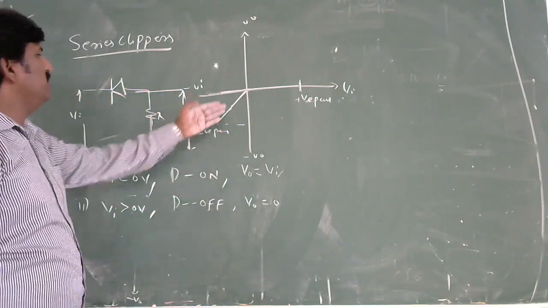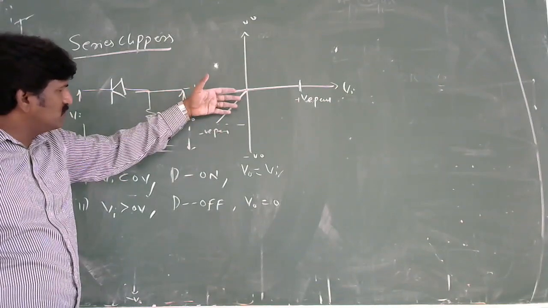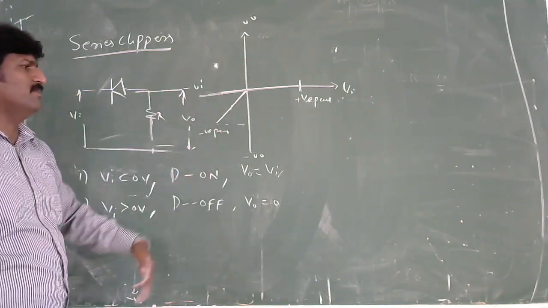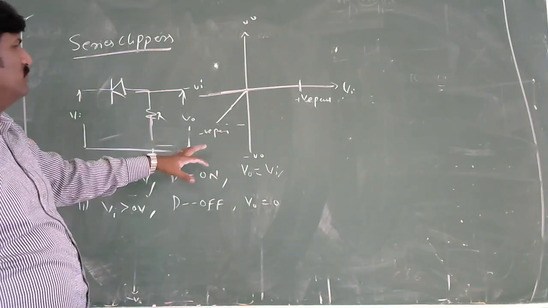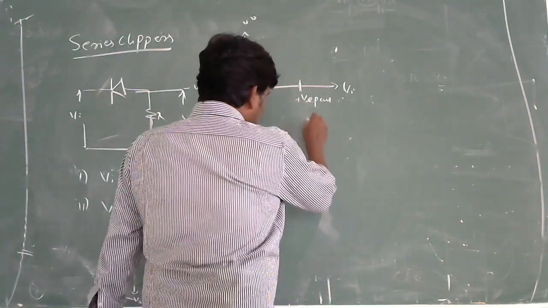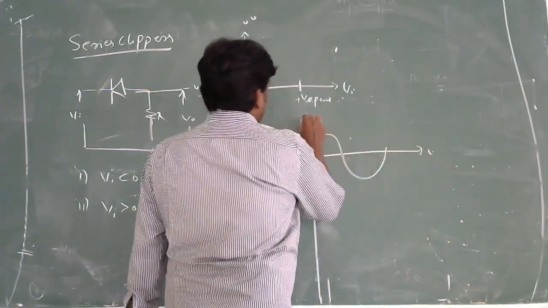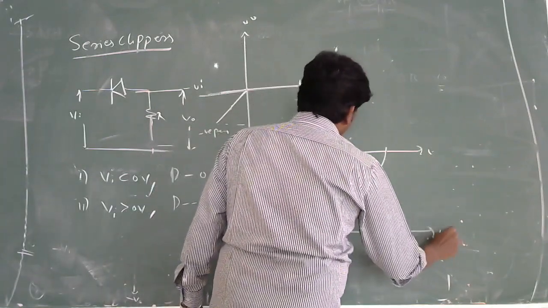It means it's going to be following the input for the output until it reaches the negative peak. The negative cycle is going to be followed, but the positive cycle is going to be clipped off. How are the input and output related? We have the input like this, and the output.